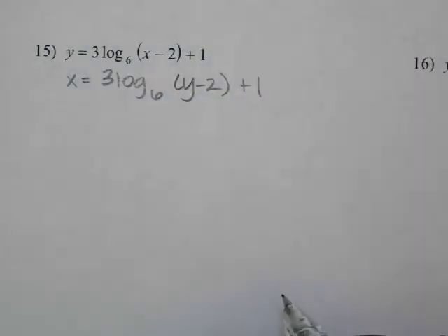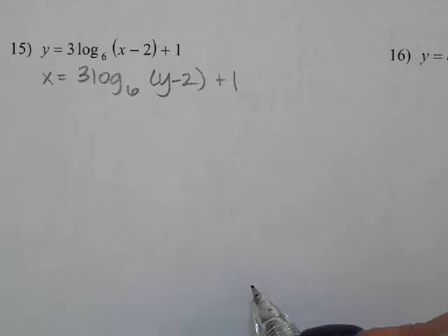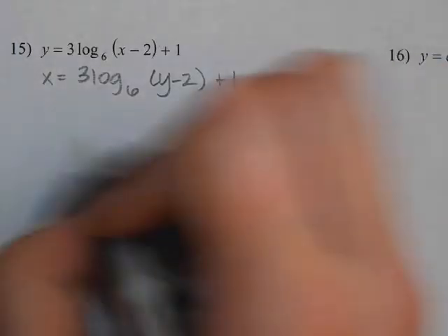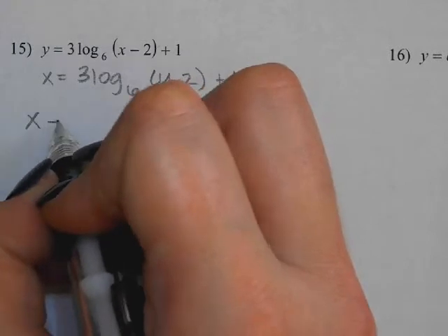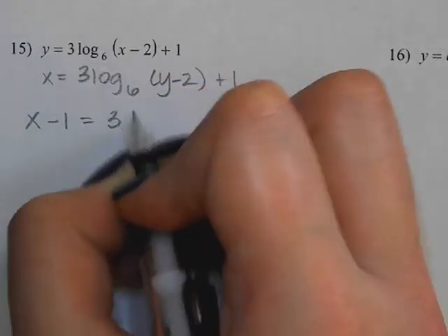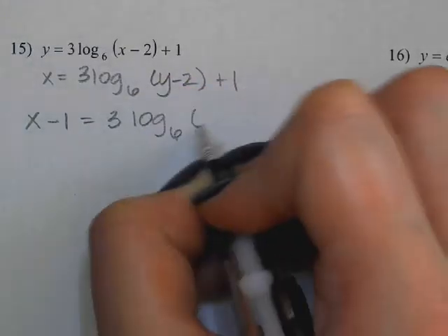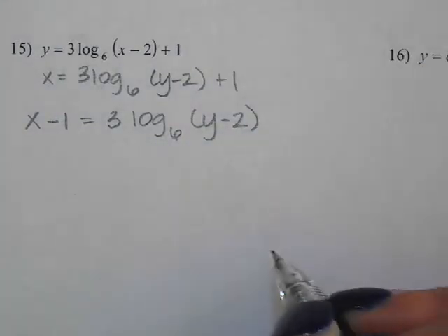Okay. So what do I do? Subtract 1. So first step is to see if there's anything we could add or subtract to the other side. We're going to subtract the 1. So x minus 1 equals 3 log base 6 of y minus 2.